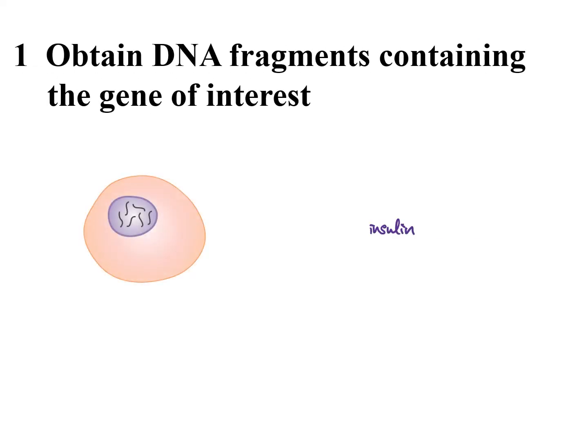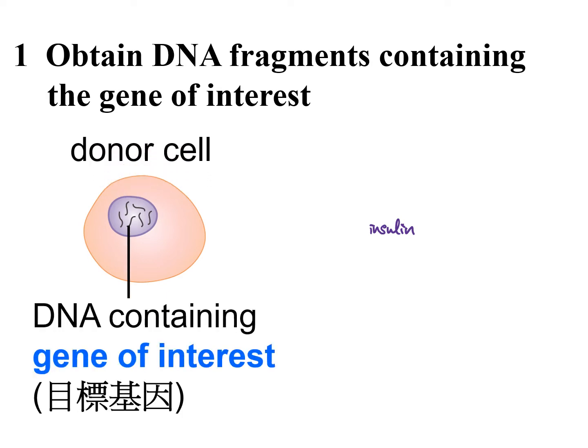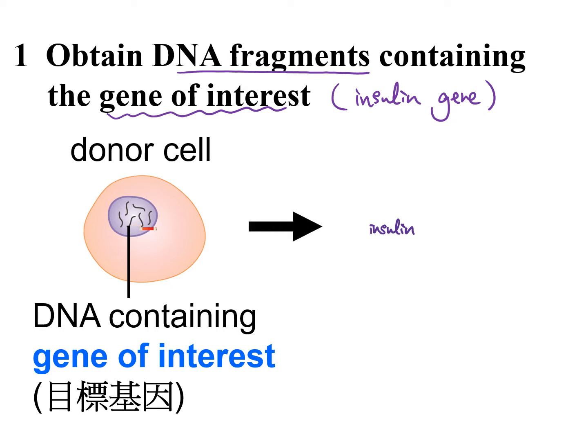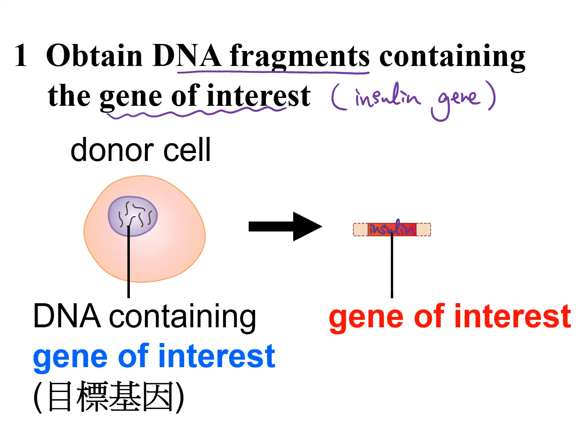The steps for recombinant DNA technology are shown below. First, you have to obtain the DNA fragment containing the gene of interest. That means, for example, this time you would like to use the insulin gene that you're interested in using. This is the insulin gene, maybe. We take it out from a human body. And after that, with the gene of interest, we can do a little bit of modification.